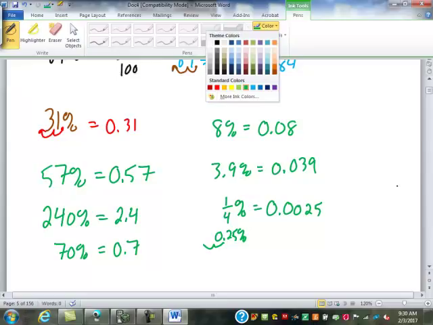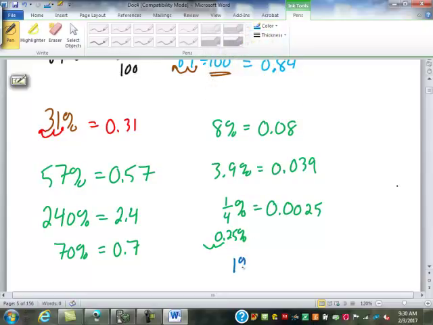One thing that I talk a lot about when I'm doing percents is benchmarks. One benchmark is 1%. 1% as a decimal is 0.01. 1/4% is smaller than 1%, so its decimal better be smaller than 0.01.